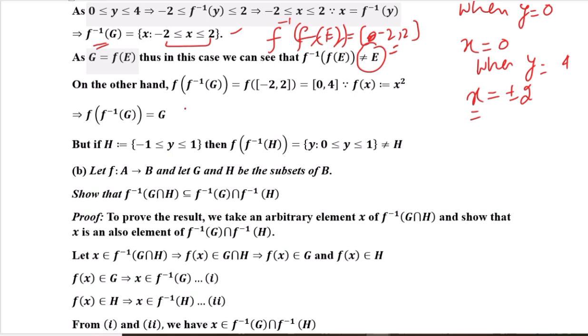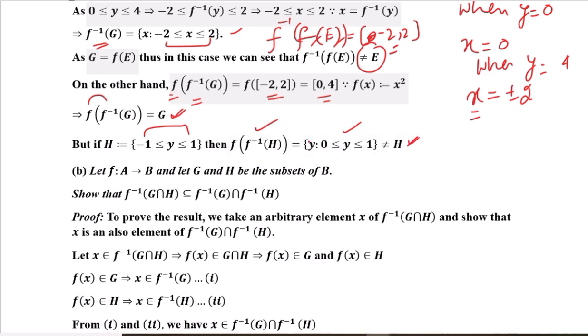On the other hand, if we apply f over f inverse G, that is f of minus 2 to plus 2, this is equal to 0 to 4. In this case, f of f inverse G is equal to G. But if H is the closed interval minus 1 to plus 1, and again we apply f over f inverse H, this is the closed interval 0 to 1, that is not equal to H here. Why in this case is it equal to G and in this case not equal to H?